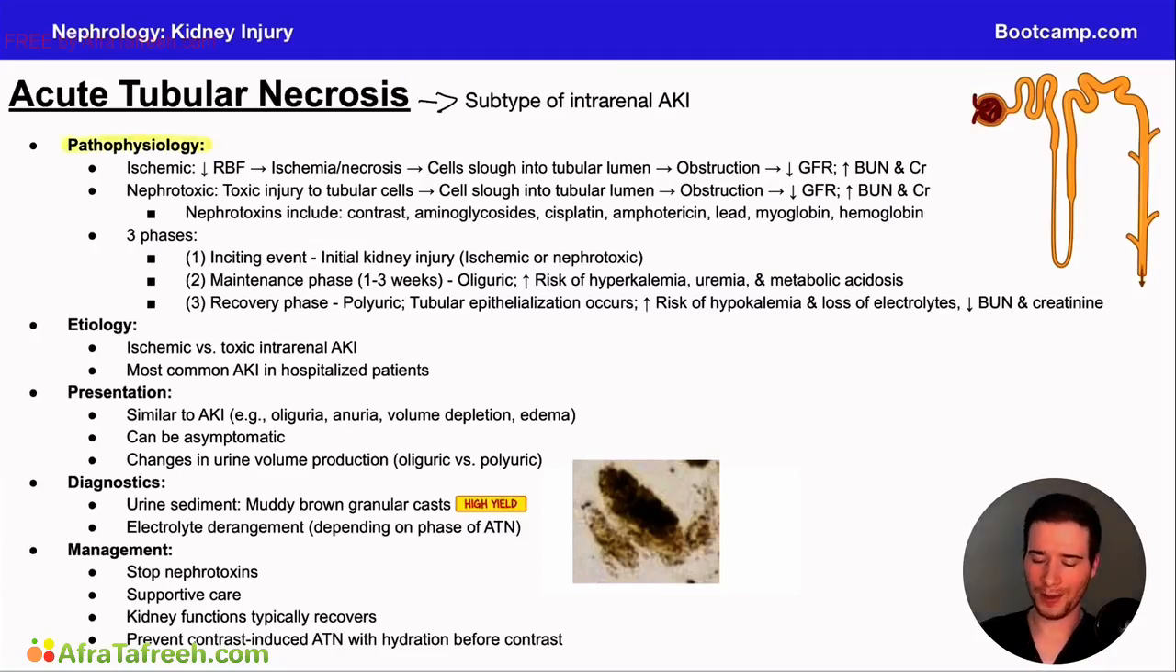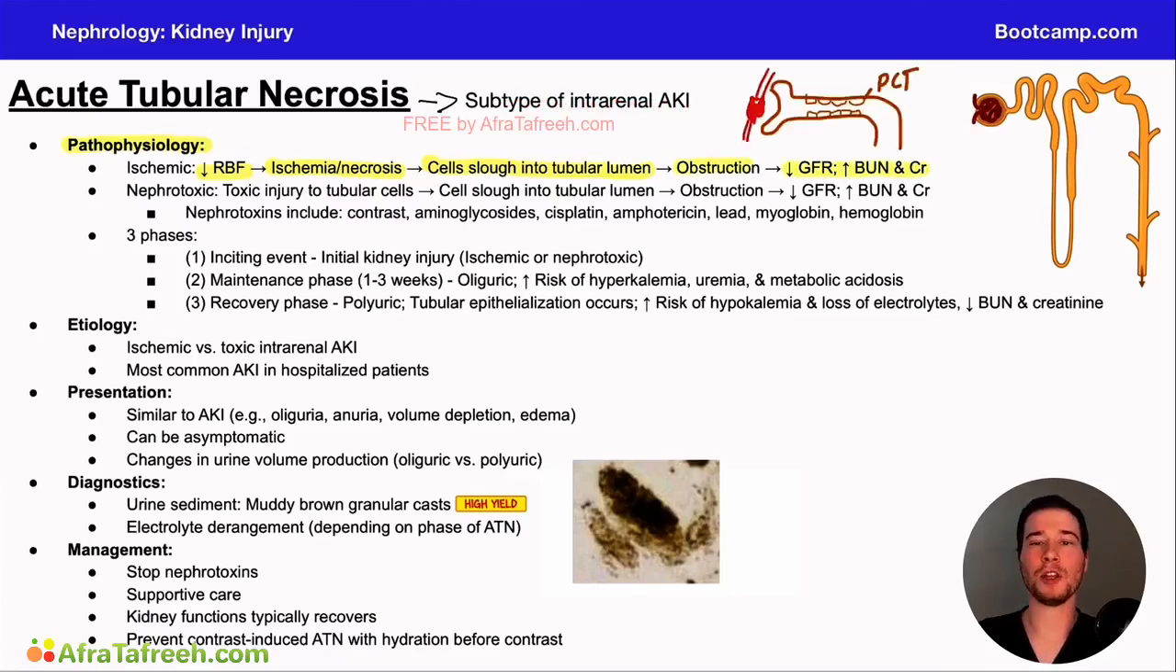The first one we're going to talk about is ischemic. So in ischemia, we get a decrease in renal blood flow, right? Ischemia means that we're not getting enough blood flow to our organs, and this decrease in renal blood flow is going to lead to necrosis of the cells in the tubules in the kidney, and affect our filtration system. So if we have necrosis of these cells, they're going to slough off into the tubular lumen. And if they slough off into the tubular lumen, we're going to have an obstruction that ultimately decreases our GFR, and increases our BUN and creatinine. So what do I mean by this?